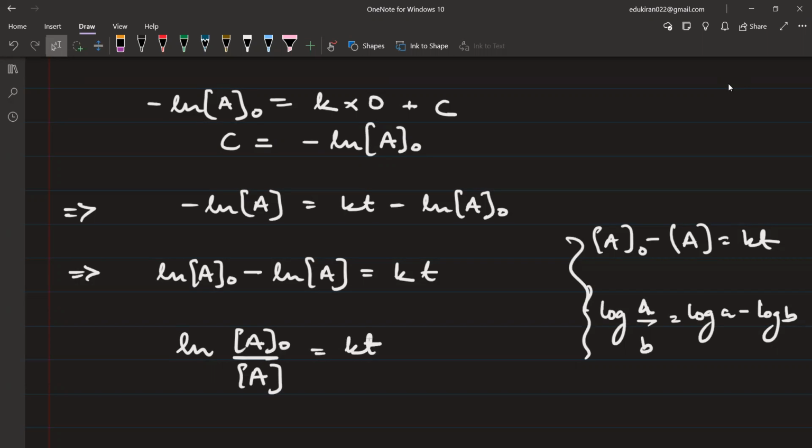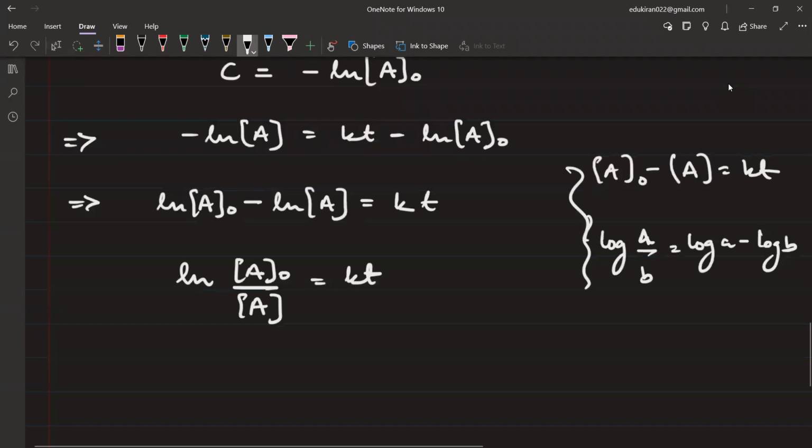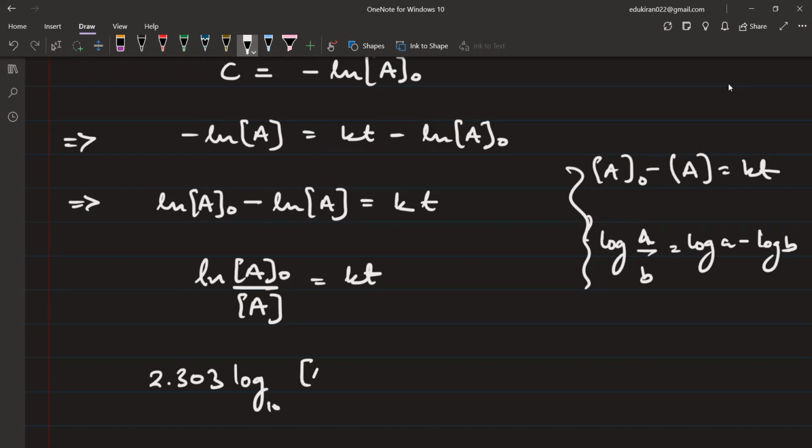Ln of A naught upon A is equal to Kt. Now, this ln is the natural log, which is to the base e. To make it to base 10, you have to multiply by 2.303. So when I multiply 2.303, this ln will become log, whose base is going to be 10. And we are going to have A naught upon A as it is. This will be equal to Kt.